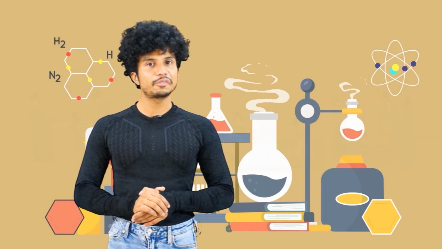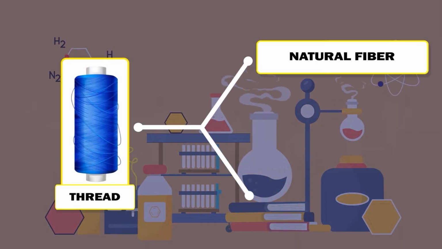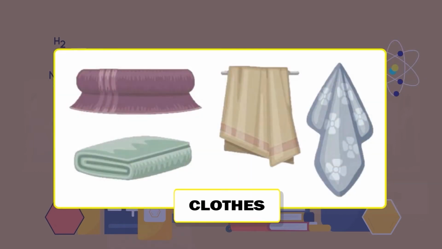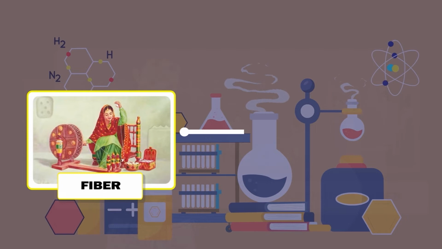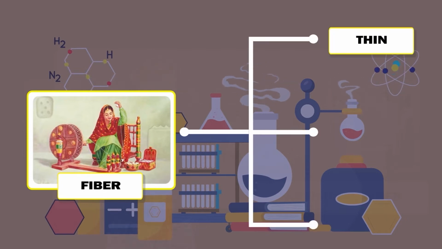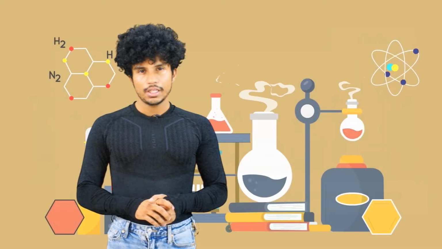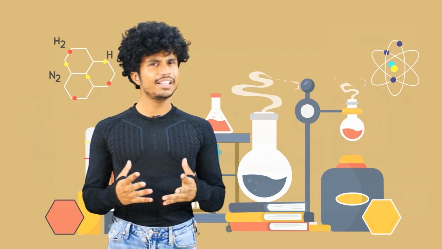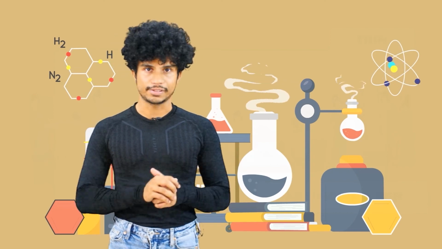Now, what is fiber? Fiber is thin thread that is made up of natural or artificial substance that can be used to make clothes or different articles. Now, in a simple way, fiber is basically thin thread-like structures which are thin, long, and flexible. Textiles have a very important part in our day-to-day life. So I think it's important to know the basics of fiber and its uses.